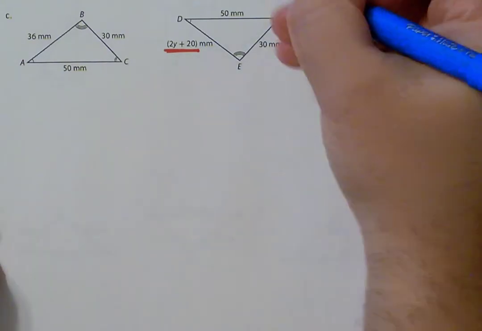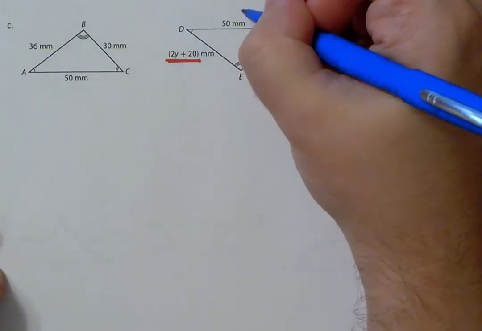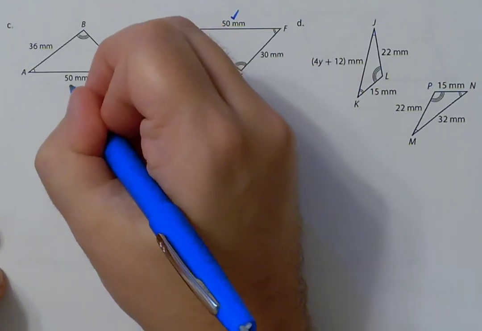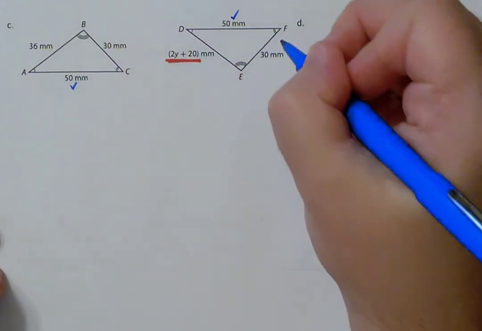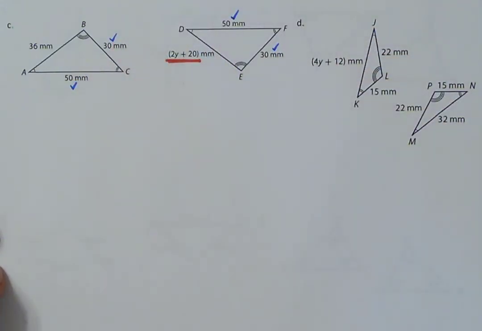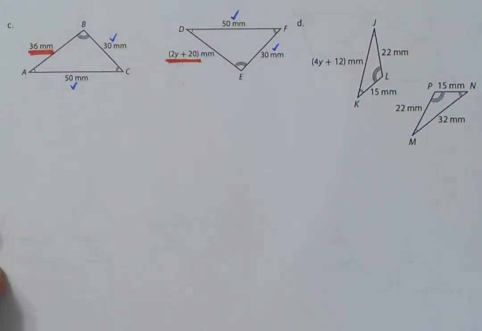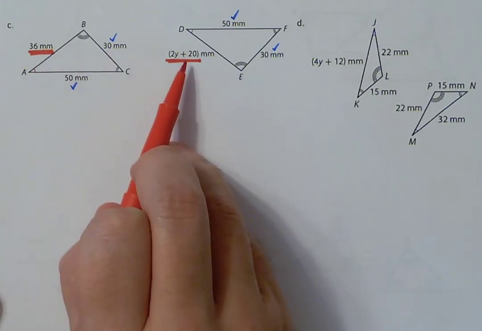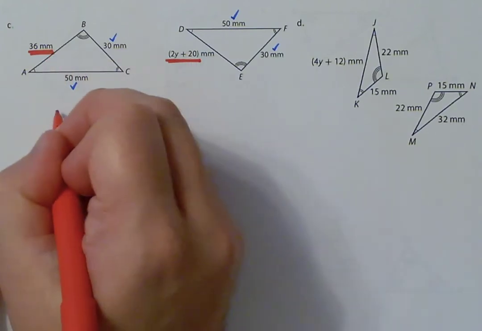So first step is I'm going to use the side lengths I know over here for the other triangle. So I have 50 mm, I have 50 mm here. So these two sides are congruent. And then I have 30 and 30. So that leaves me with 36. It's the only one I don't have a matching pair for. So that means 36 is going to equal 2y plus 20. So we're going to take these two and set them equal to each other.